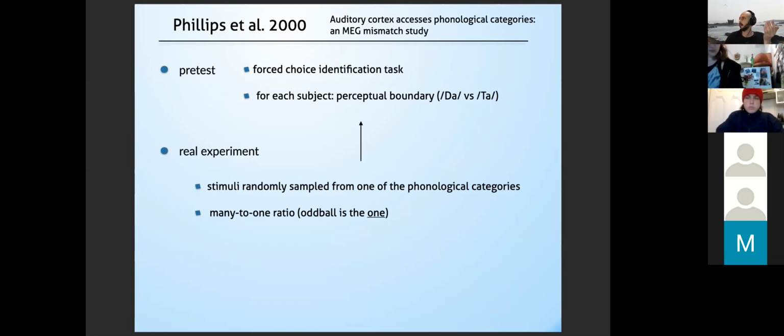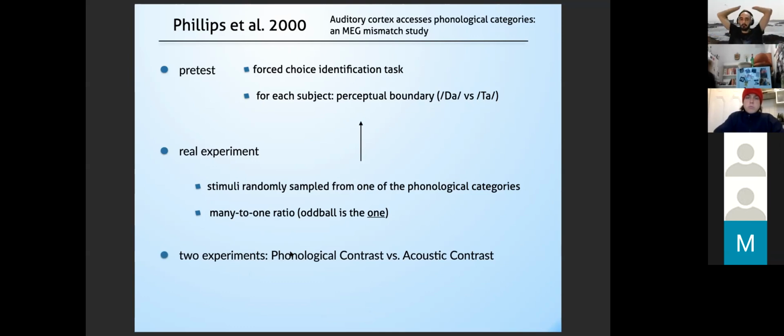So again, example. You see that sometimes there is a ta. I'm sort of creating an oddball paradigm. Again, you present a lot of stimuli which are exactly the same, and then you present a deviant stimulus. If the deviant stimulus is perceived, then it means that discrimination occurred. So then they said, okay, we have our paradigm, we have our threshold. Now what we want to do is two experiments. One is called phonological contrast, and the other one is called acoustic contrast.